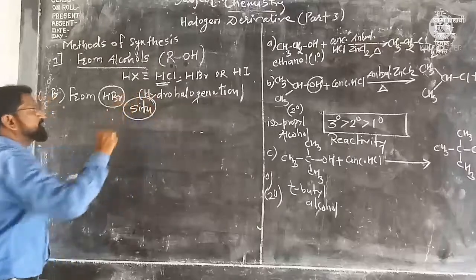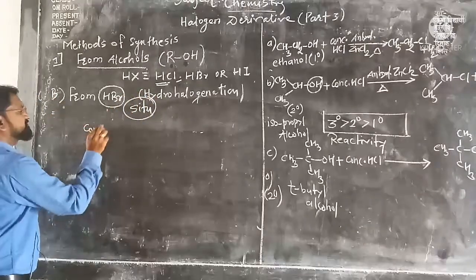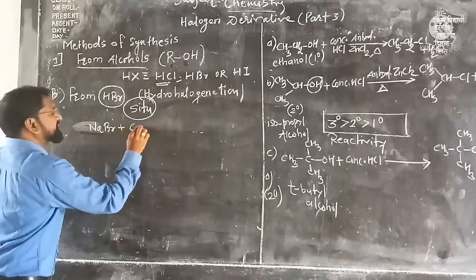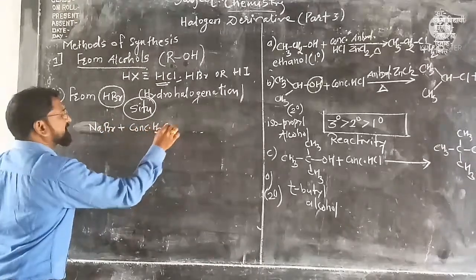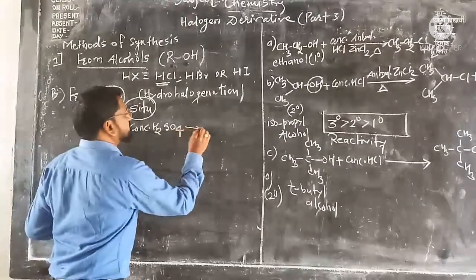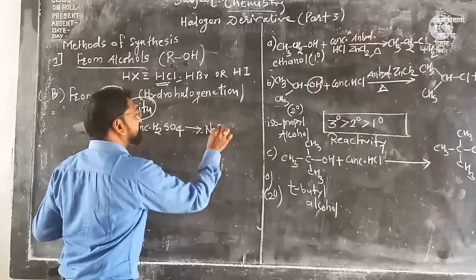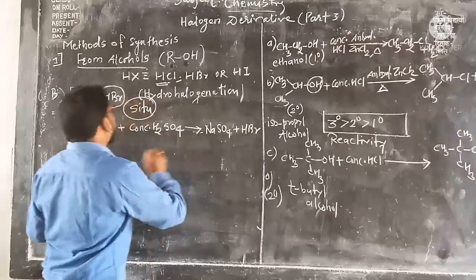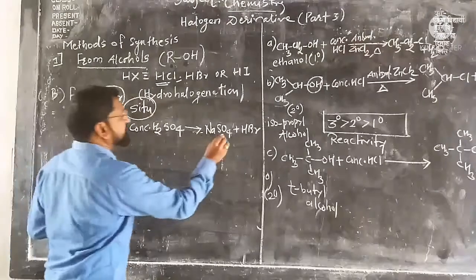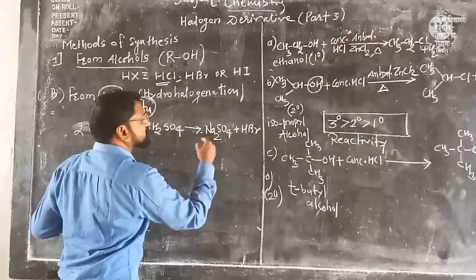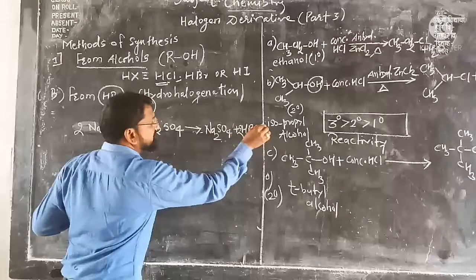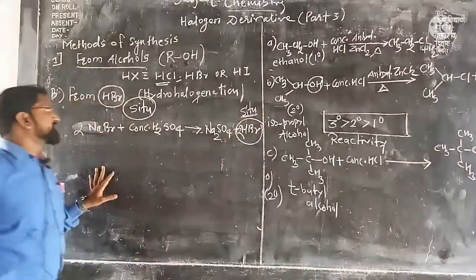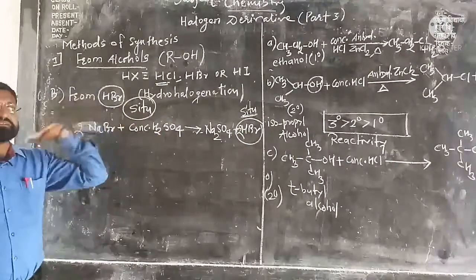In situ, how? Everybody see here. Sodium bromide reacts with concentrated H2SO4. See here what happened: there is formation of sodium sulfate along with HBr. Actually take 2 molecules of NaBr, and it will give Na2SO4, sodium sulfate, and 2 HBr. This HBr which is formed in situ further reacts with alcohol, forming the same product.